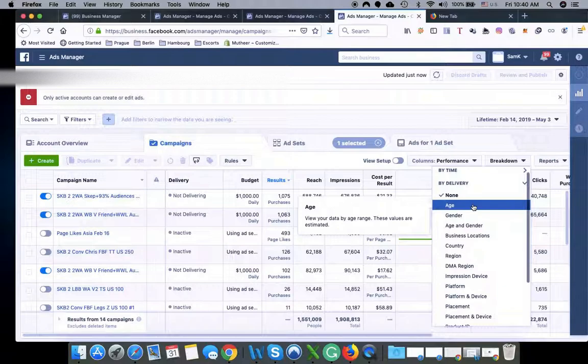First one is age. Now with age, because this is weight loss, I know my age group, but generally speaking, when I start, I start broad. Let's say I'm starting with DIY or another niche. I would love to test broad. I would start maybe with 18 all the way up to 65 plus, and then I would look at the data and just eliminate.